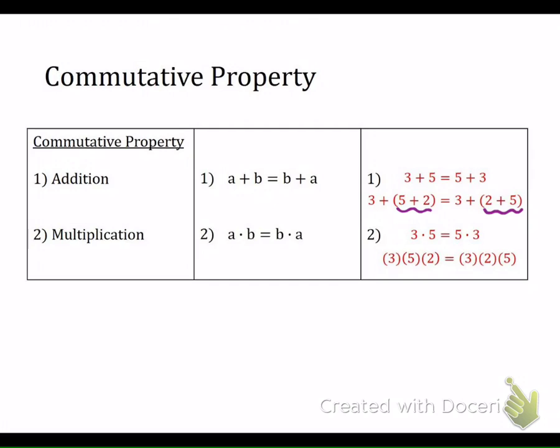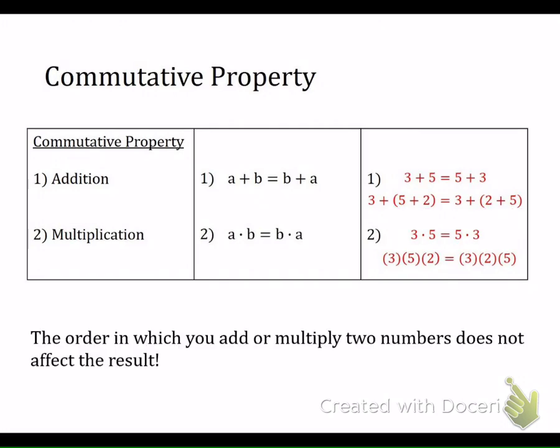All right? And you can see it works for multiplication too. They went 3, 5, 2, then they went 3, 2, 5. Same idea, commutative property. What are your questions? And you don't have to write this down. This is basically what I just said. The order in which you add or multiply two numbers does not affect the result. Sort of like driving. You're driving the same road either way. Doesn't matter where you start in your commute.